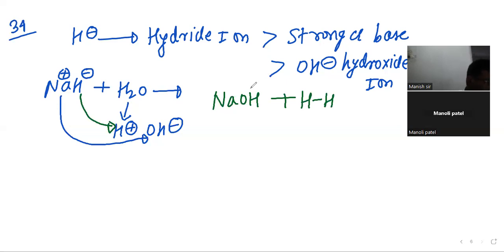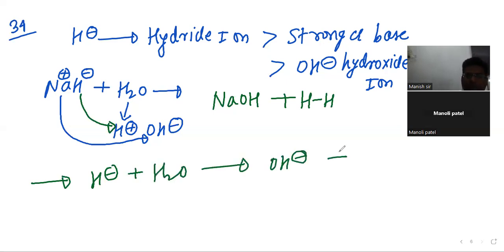In terms of the reaction, it can be represented like this. Suppose H minus is there, right? It is reacting with water to form OH minus and hydrogen gas. So in this reaction, the hydride ion accepts a proton from the water to give hydrogen gas. So please write this explanation.